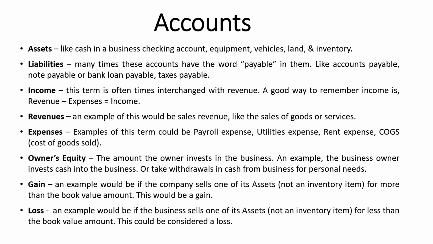Gain. An example would be if the company sells one of its assets, not an inventory item, for more than the book value amount. This would be a gain. Loss. An example would be if the business sells one of its assets, not an inventory item, for less than the book value amount. This could be considered a loss.